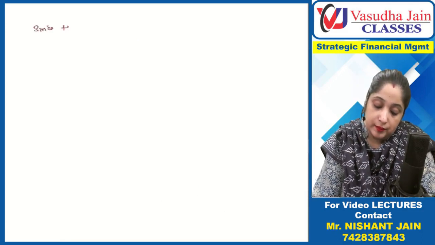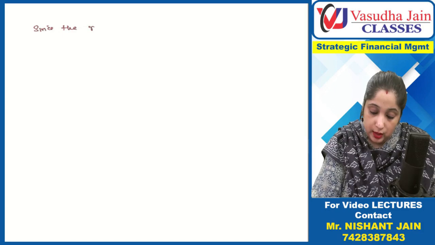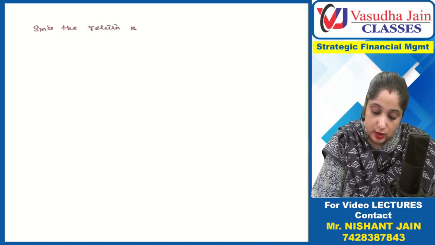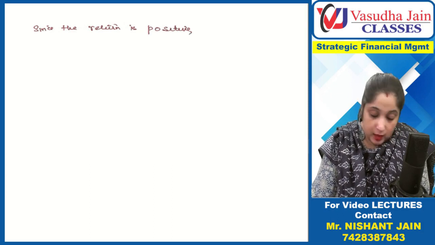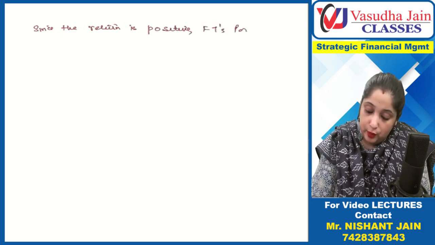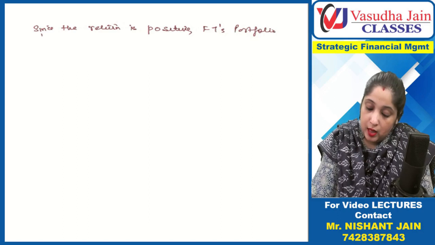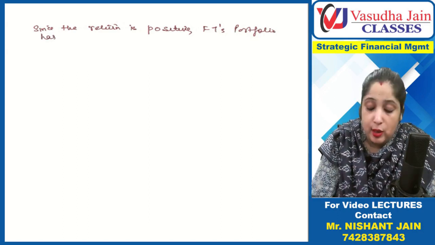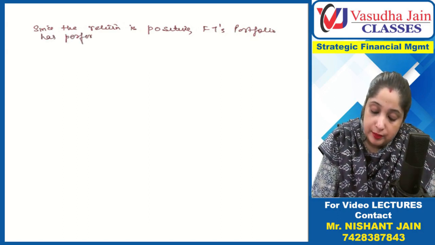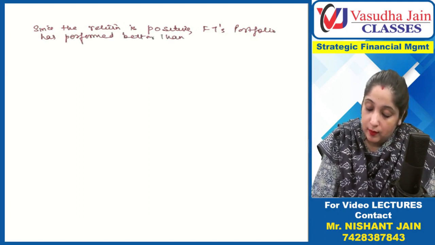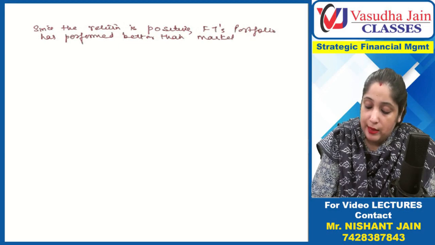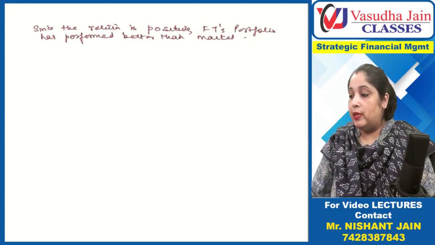Since Jensen's alpha return is positive, the portfolio has outperformed the market, or has performed better than the market. I hope you have understood the very simple concept, a very scoring concept. Please write it down.